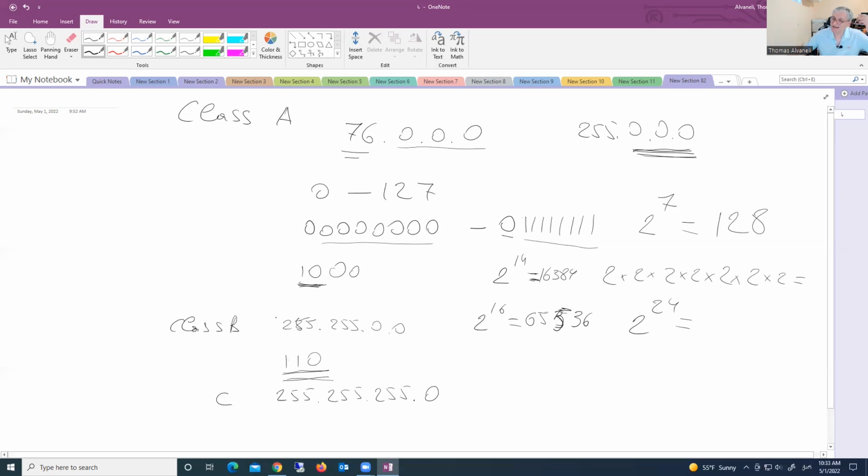So in class C, we can have a total number of network addresses of 2 to the power of 21. Please, can you tell me how many addresses? Can you calculate? 1,048,576. So in class C, we can have 1,048,576 total network addresses.